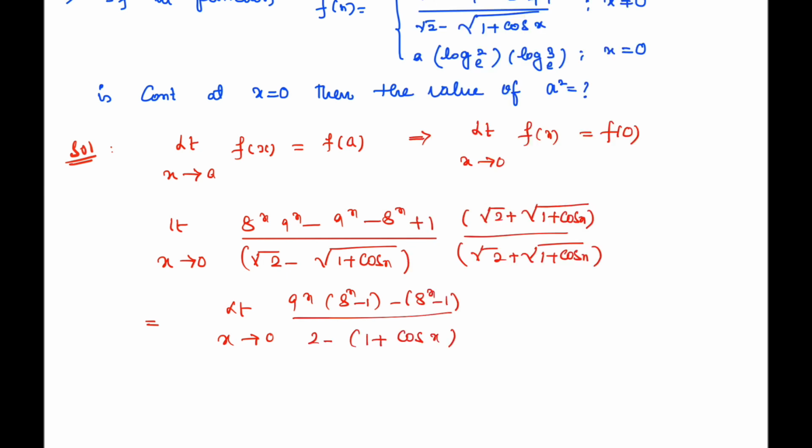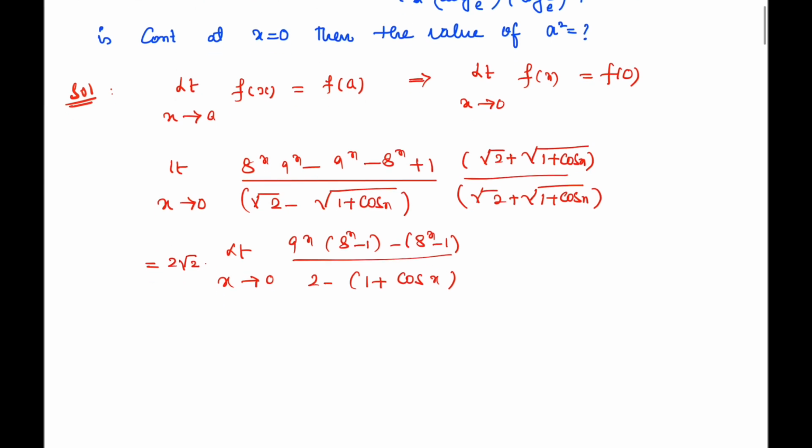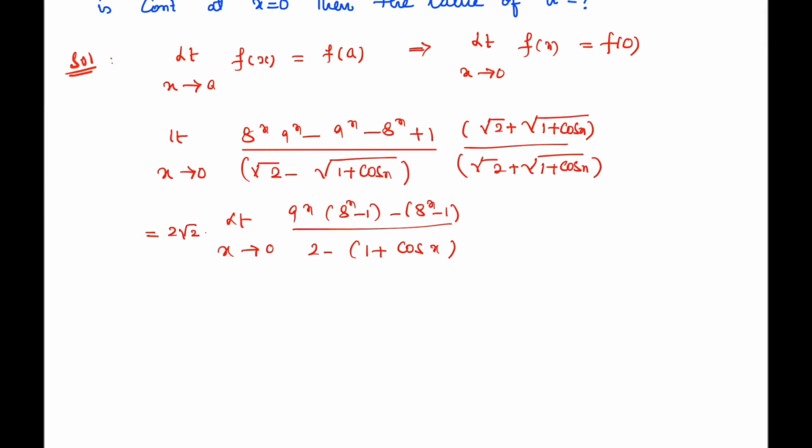Here do one thing. Directly substitute x equal to 0 in this part. Cos 0 value is 1, so 1 plus 1 is 2, root 2 plus root 2 is 2 root 2. So that 2 root 2 we write as a constant outside the limit. This much only.